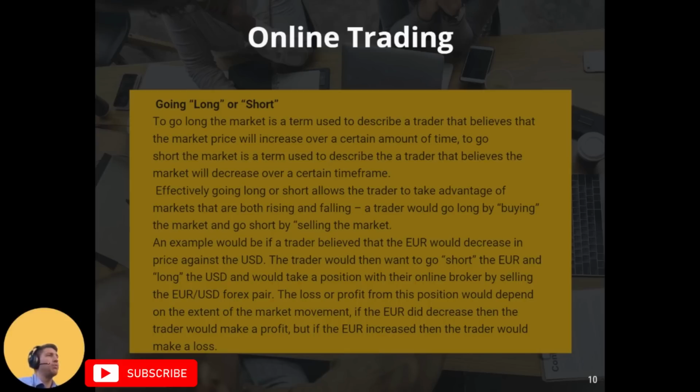An example would be if a trader believed the euro would decrease in price against the USD, the trader would then want to go short with the euro and long with the USD, and would take a position on their online broker by selling the EUR/USD Forex pair. The loss or profit from this position would depend on the extent of the market movement. If the euro did decrease, then the trader would make a profit, but if the euro increased, then the trader would make a loss.